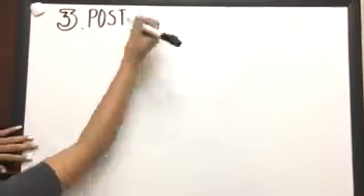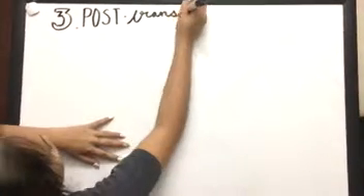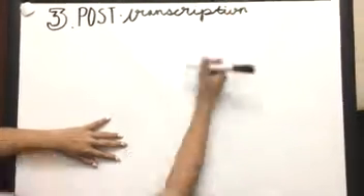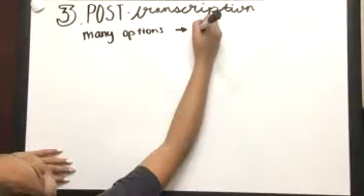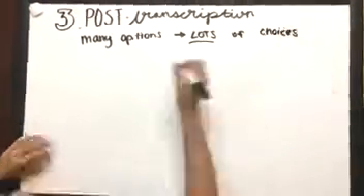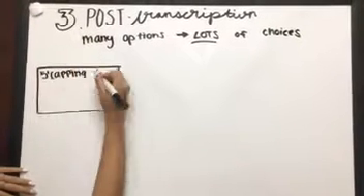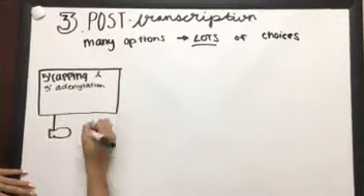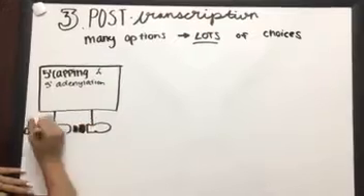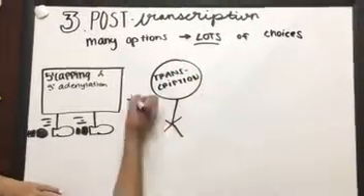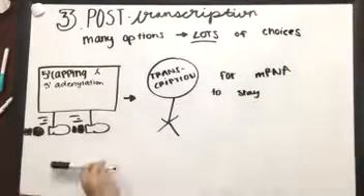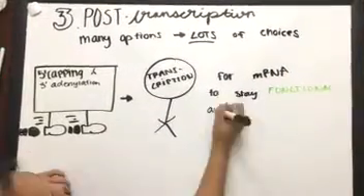Level 3, post-transcription. Many options result in many choices. Following transcription is 5' capping and 3' polyadenylation, and those are necessary for eukaryotic mRNA to remain functional and be transported to the cytoplasm for translation.